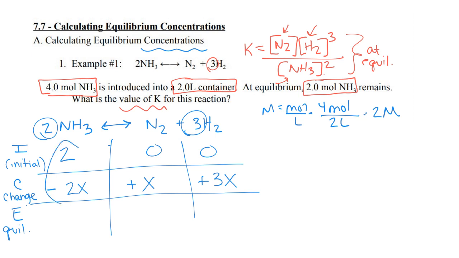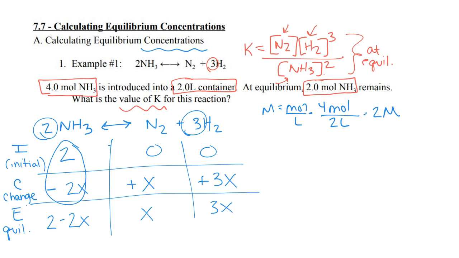All I'm going to do is take these sections and combine them together. So 2 minus 2x is going to go here. 0 plus x is x. 0 plus 3x is 3x. So that's setting up my ICE table.